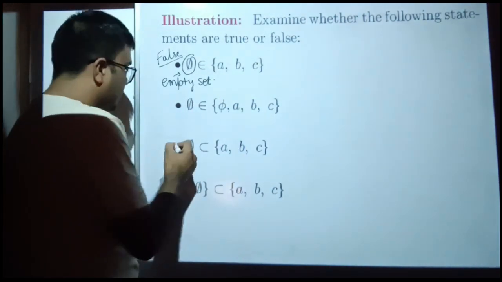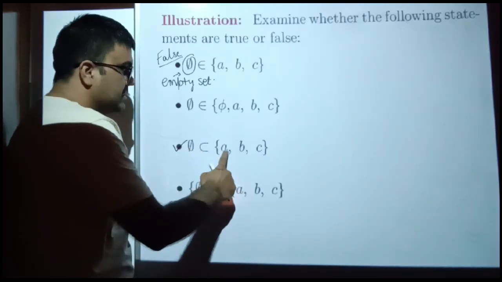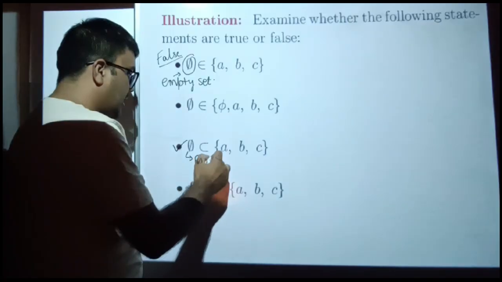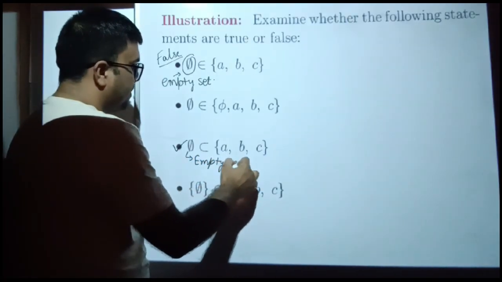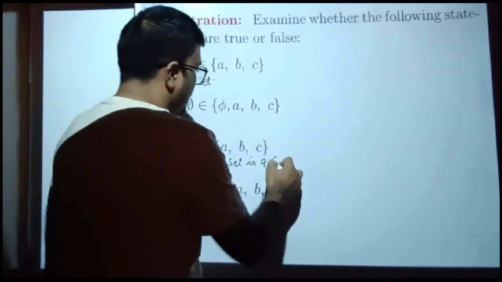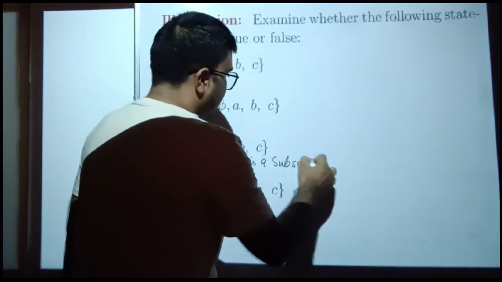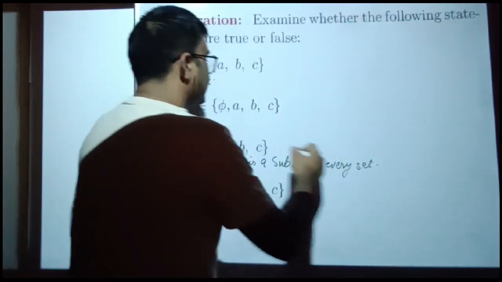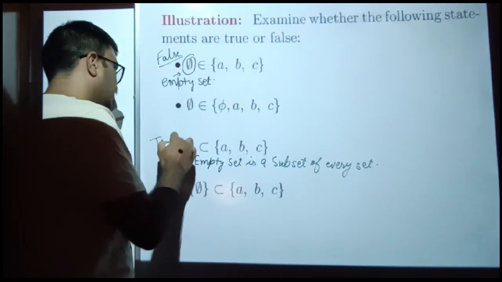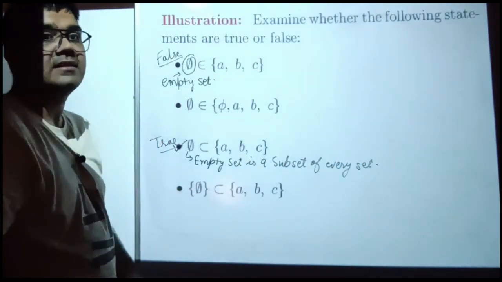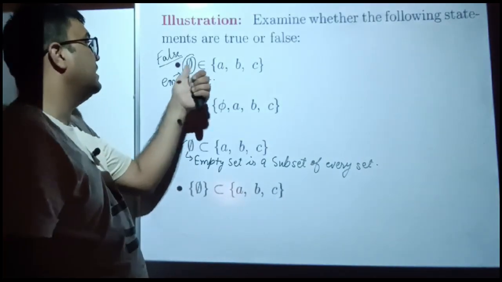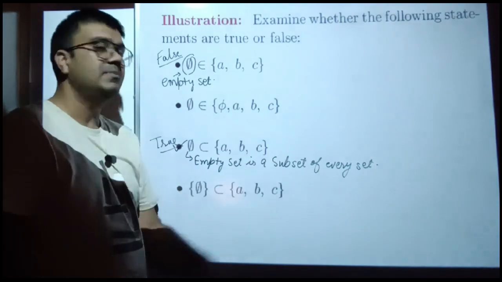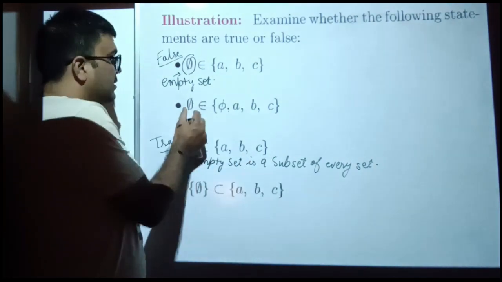But if we are talking about the condition that phi is a subset of {A, B, C}, we have seen that the empty set is a subset of every set. So this statement is true. So we are saying that phi does not belong to the set {A, B, C}, but phi is a subset of the set {A, B, C}.